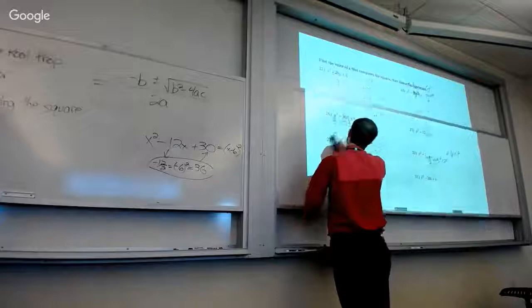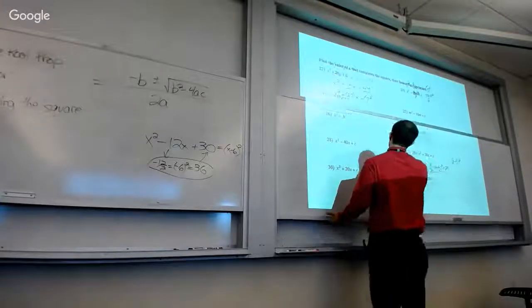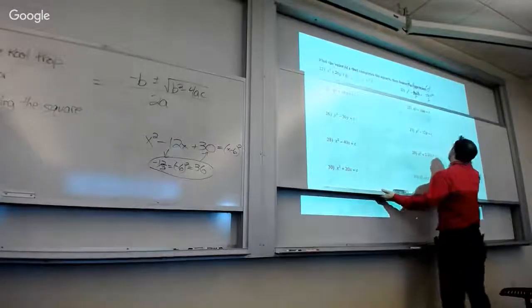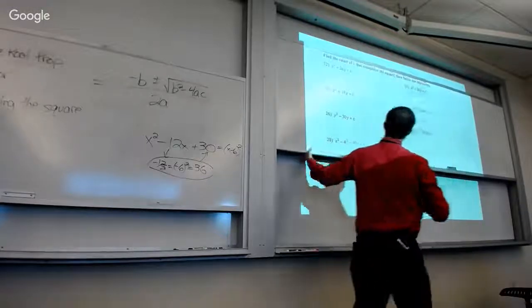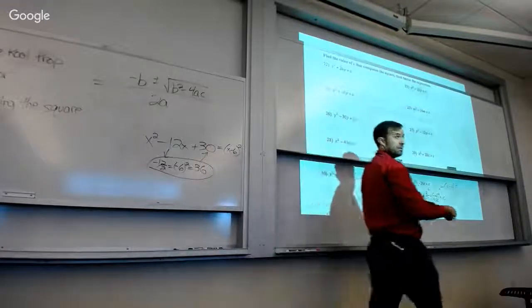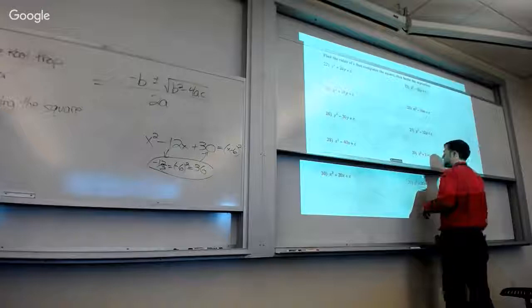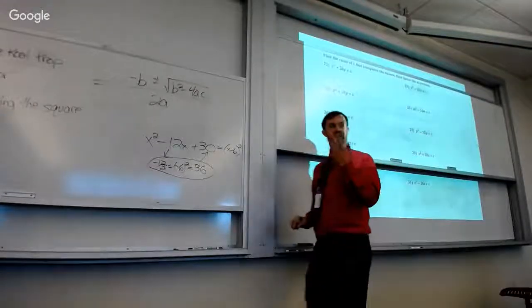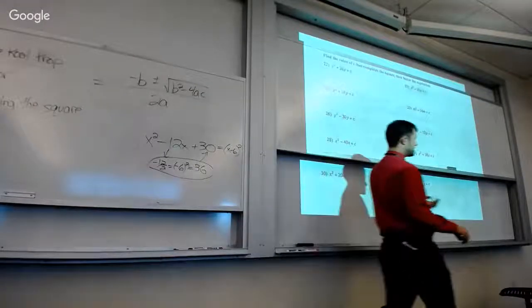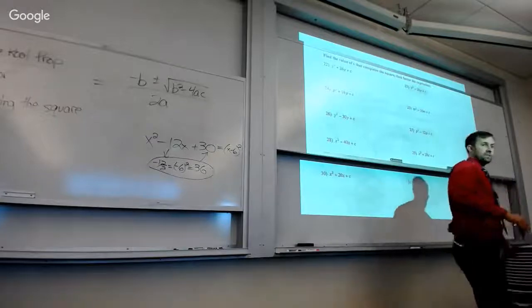Right? So there's just a letter C right there. But they're asking, what would the last number have to be in order for this thing to be a perfect square trinomial? So how do we find it? What would the number have to be? What's the process for finding out what the number would have to be?